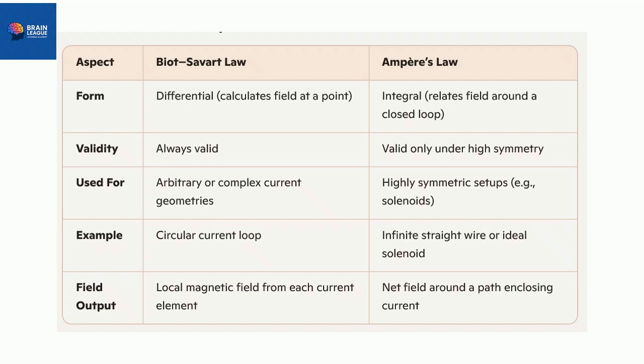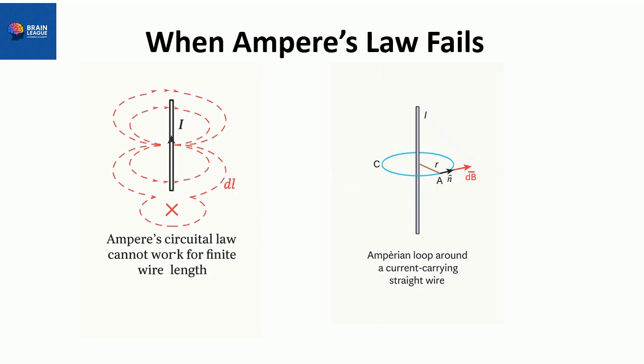Both laws describe the same physical reality: how moving charges create magnetic fields. Ampere's law is just a simplified version of Biot-Savart, used when geometry is friendly. Now let's test both laws with a practical example.